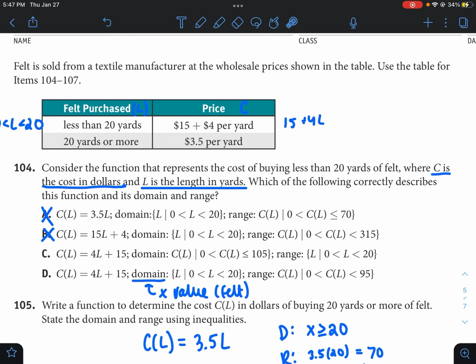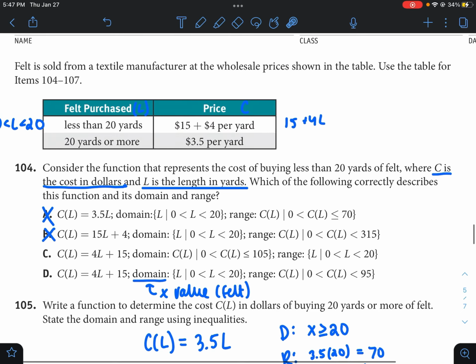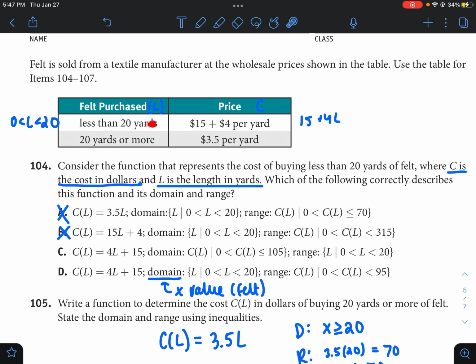So again, what we have to understand here is L is length of yard. So we're looking at there. And the price is our function. So we are looking at less than 20 yards. So we're looking up here. And if we write a function for this, this is 15 plus $4 per yard. So 4 times L, since L is the length in yards. So immediately we can cross off A and B because those don't match up.